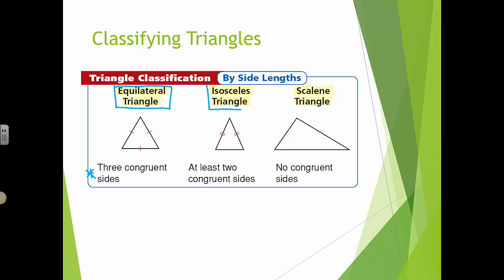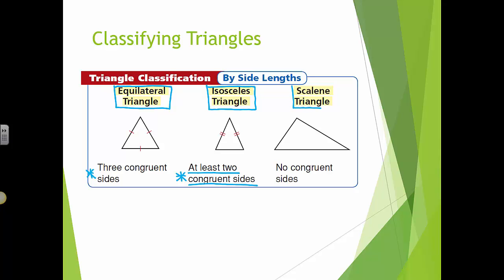The second would be isosceles triangle. Now many people miss this. Isosceles means at least 2 congruent sides. At least 2 congruent sides. So this triangle that has 3 congruent sides is actually also isosceles because it's at least 2, not exactly 2. But if there is 2, the better name would be isosceles. If there is 3, the better name would be equilateral.